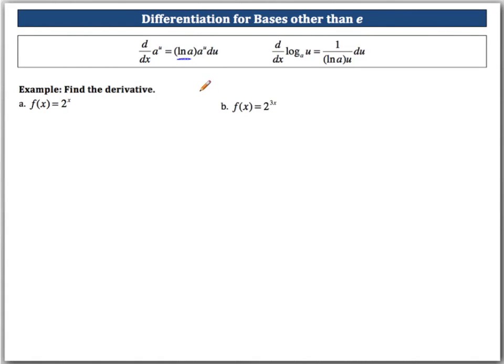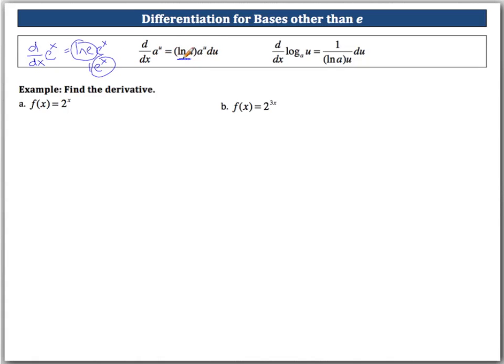And this is really what we were doing with e. So if we think about it, if we have the derivative with respect to x of e to the x, and we followed the same pattern here, we would get natural log of e times e to the x. Okay, but what is the natural log of e? Well, that equals 1. So 1 times e to the x, and so we were just left with e to the x. So it was a special case of using this formula.